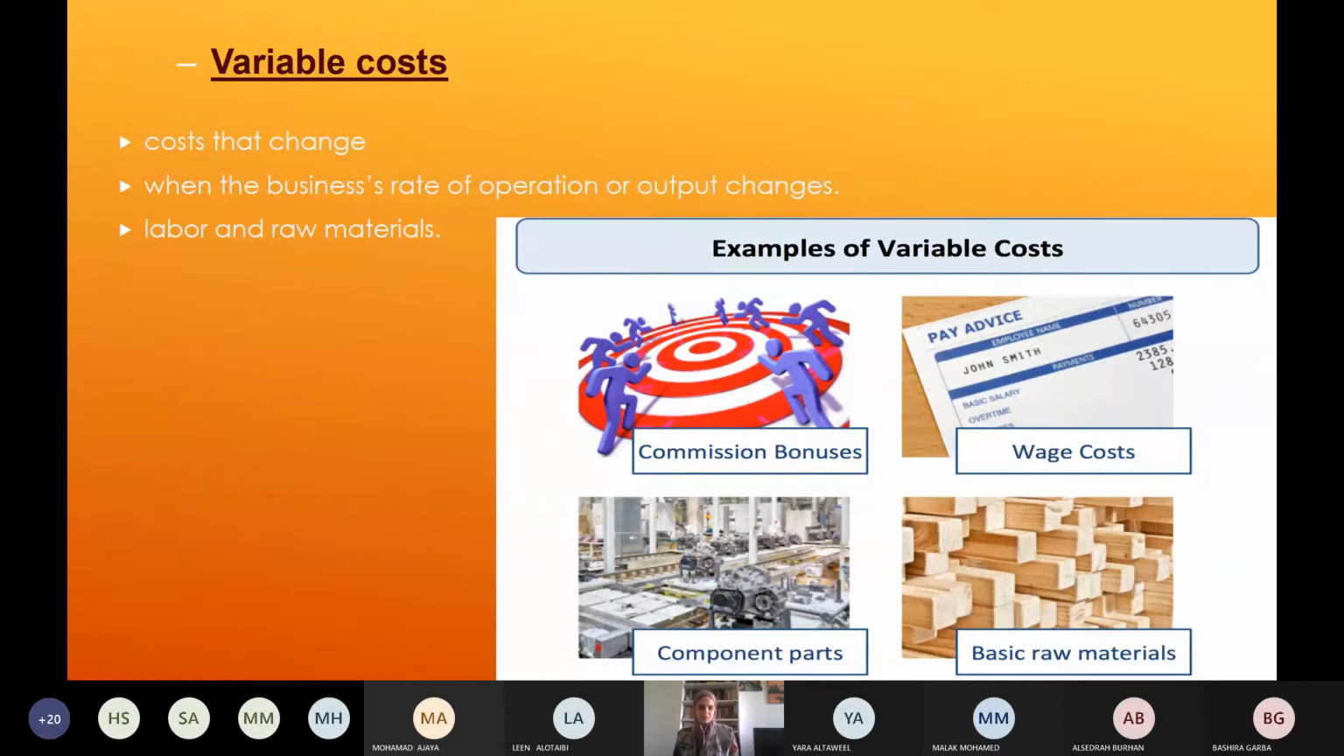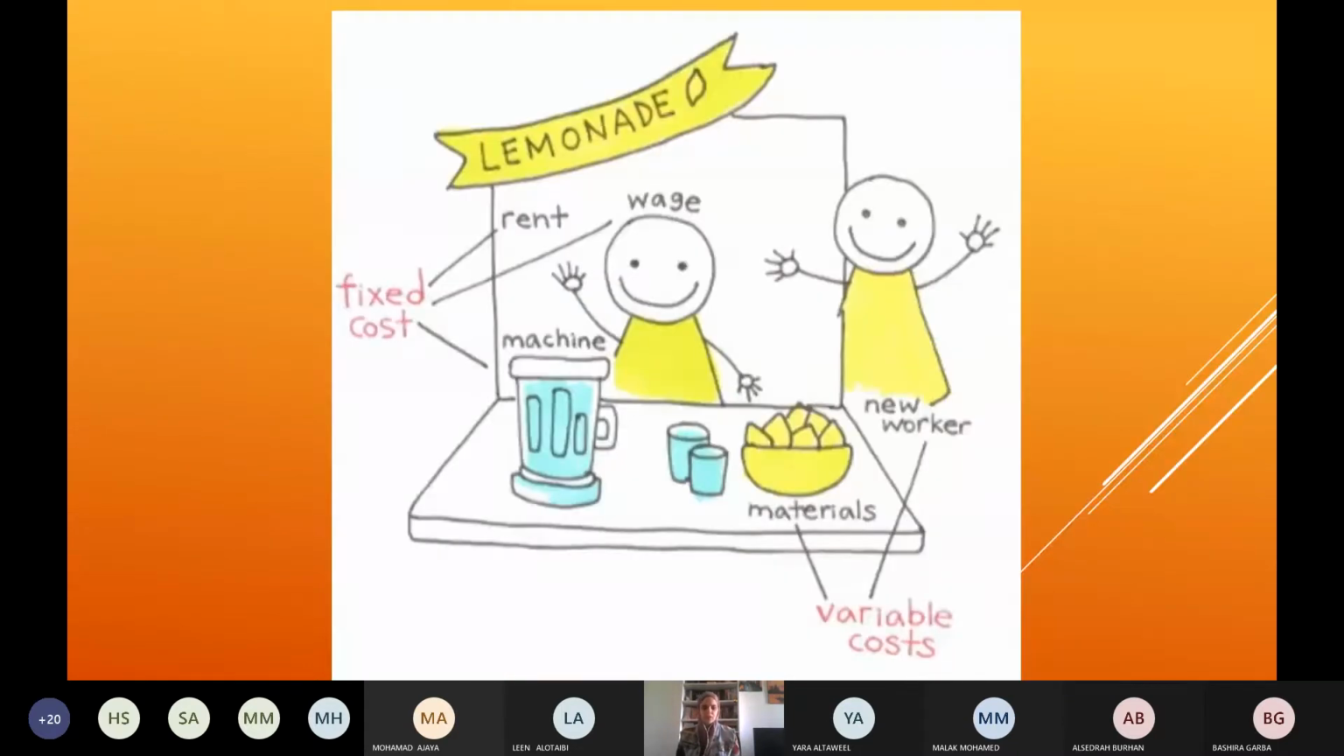Or the one that works with me left and I had to hire another one, so I hire him with a higher salary or maybe less salary. So these costs change. Variable costs means they change. Like here, lemonade: the fixed costs are the rent, the wage, the machine, the blender. What is variable cost? A new worker and the raw material.